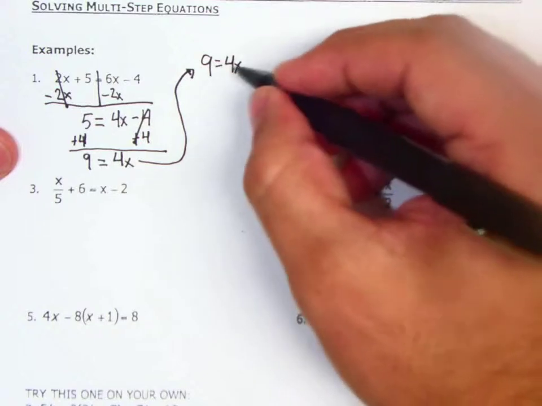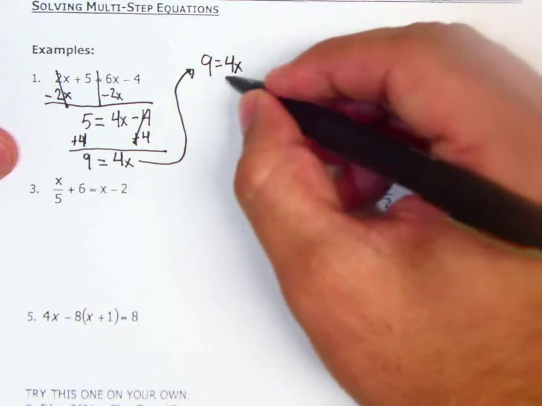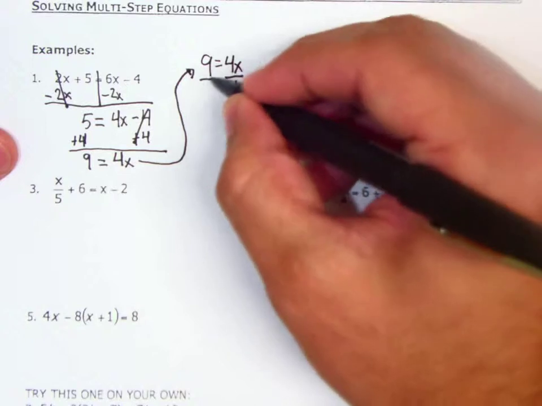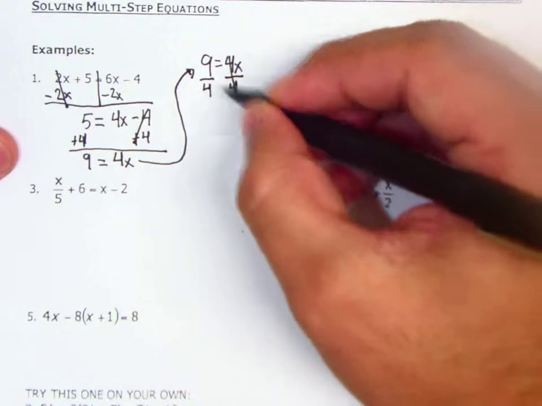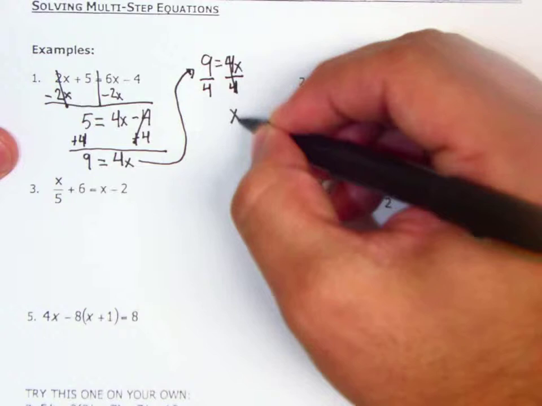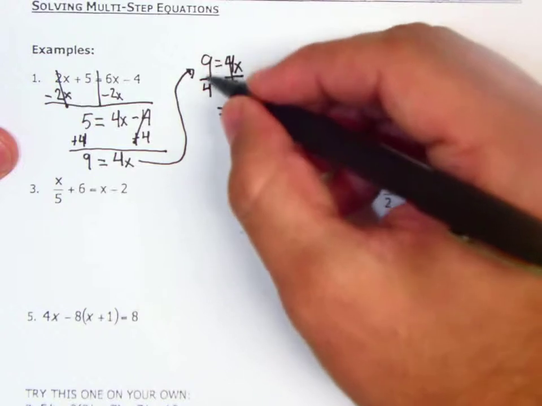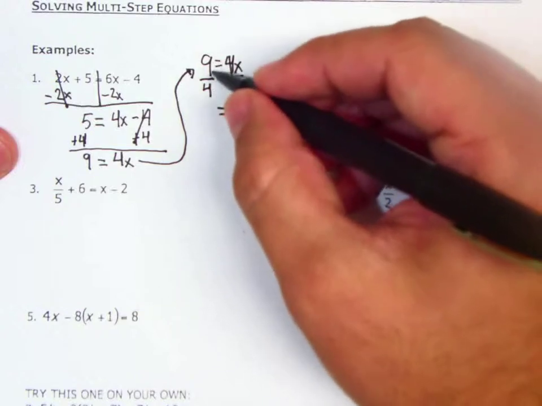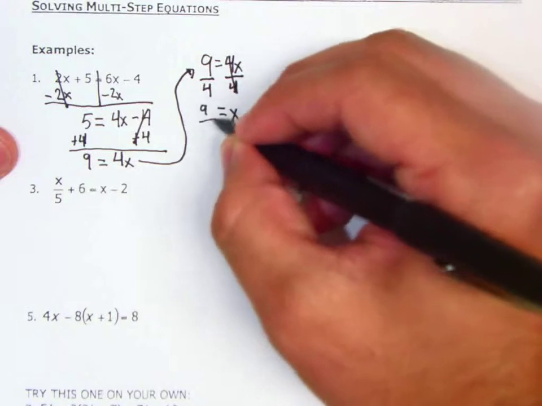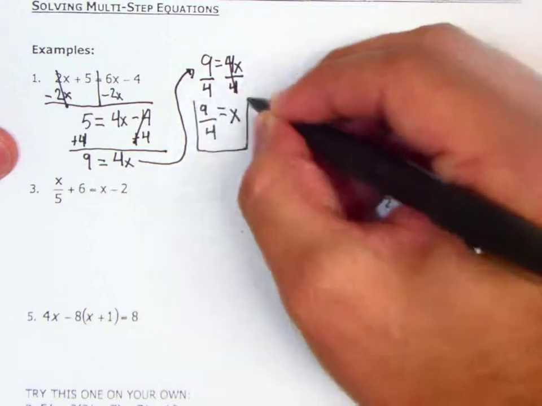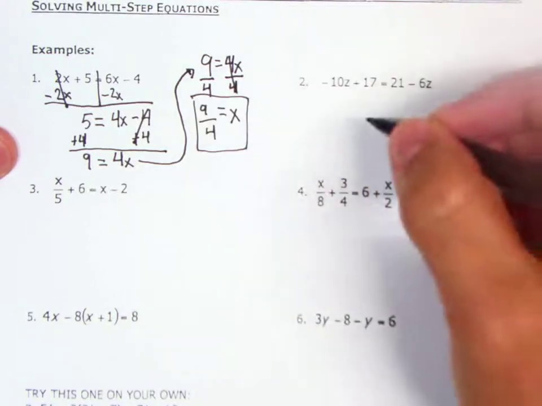Next step, since it's 4 times x, I'm going to divide both sides by 4. Divide both sides by 4. This will cancel. And over here, normally I would divide this, but 4 does not go into 9 evenly. So I've asked you to just leave it as a fraction. So 9 over 4, you can just leave it like that, and that's perfectly fine.